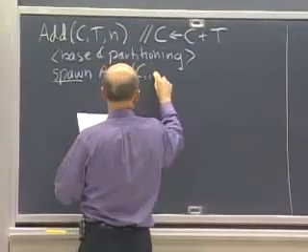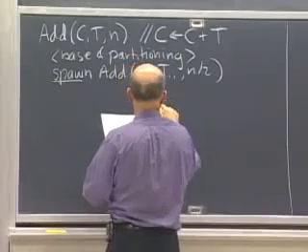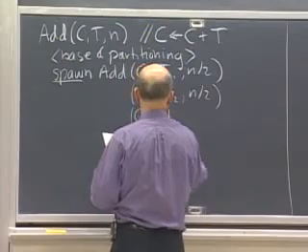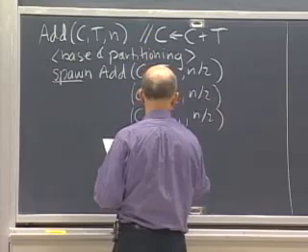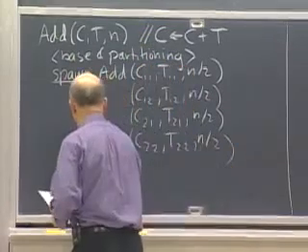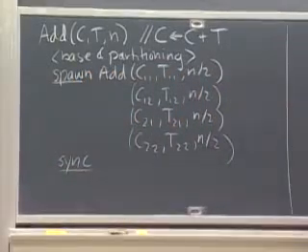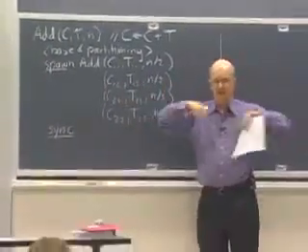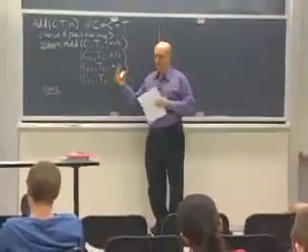add of C11, T11, n over 2, C12, T12, n over 2, C21, T21, n over 2, C22, T22, n over 2, and then sync. And return the result. Okay, so all we're doing here is just dividing it into 4 pieces, spawning them off. That's it. Wait till they're all done, then we return with the result.